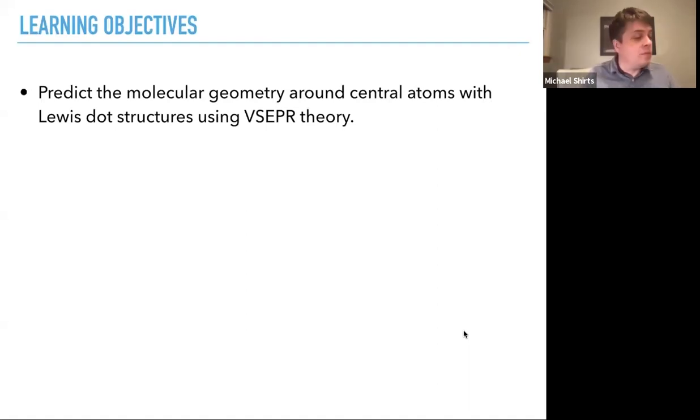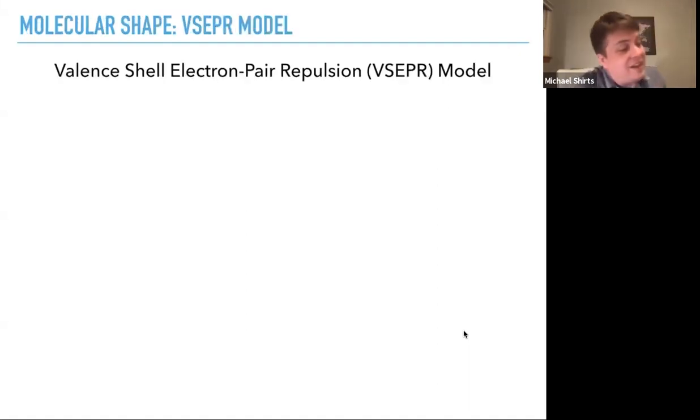VSEPR theory. All right, so VSEPR is the valence shell electron pair repulsion model. And that is a way of understanding how the results of the Lewis dot structures help us understand how the molecules are actually shaped. Because how a molecule reacts and interacts with other molecules depends to a large extent on its shape.